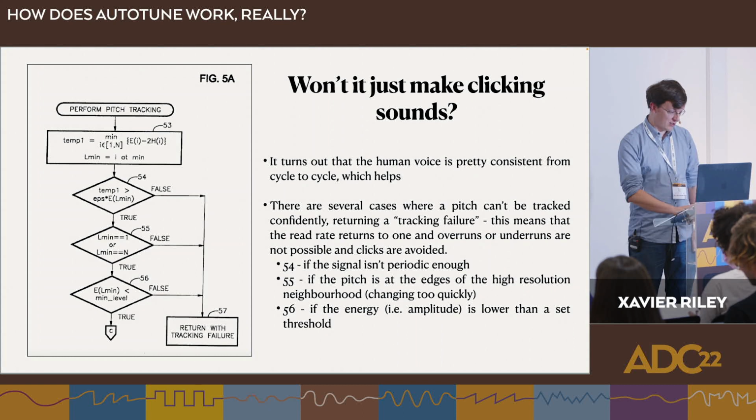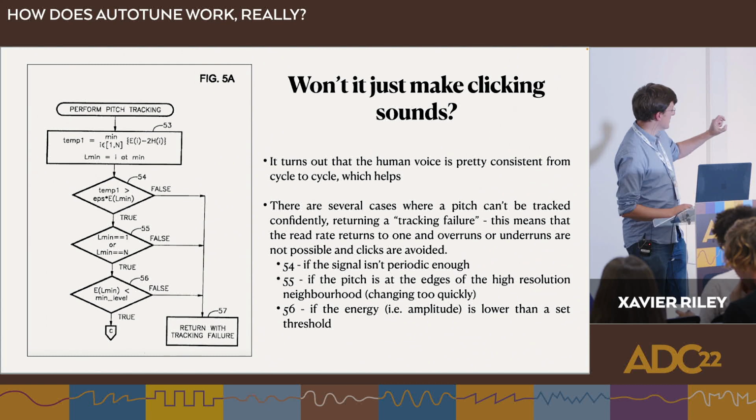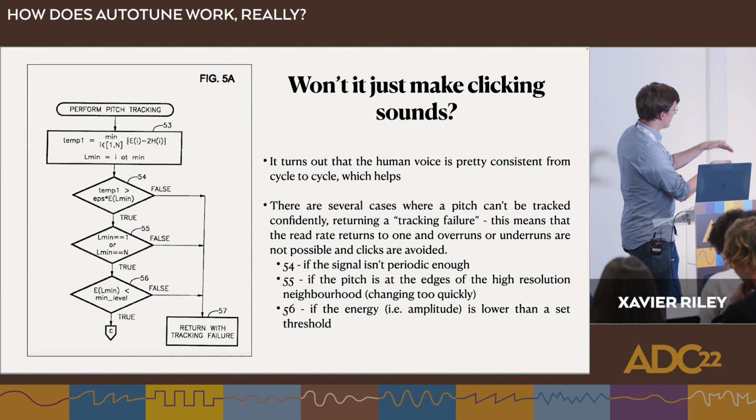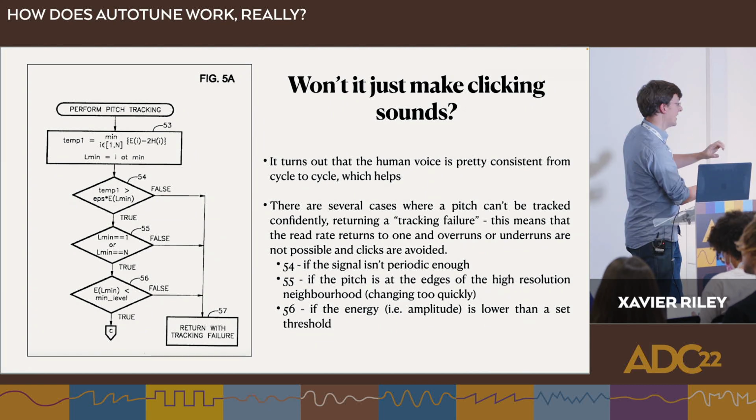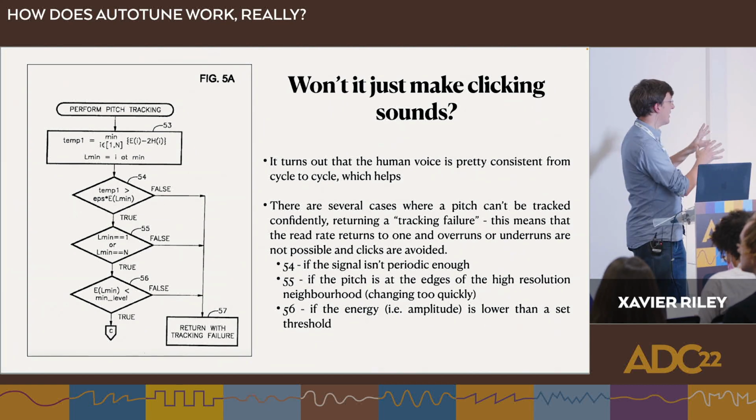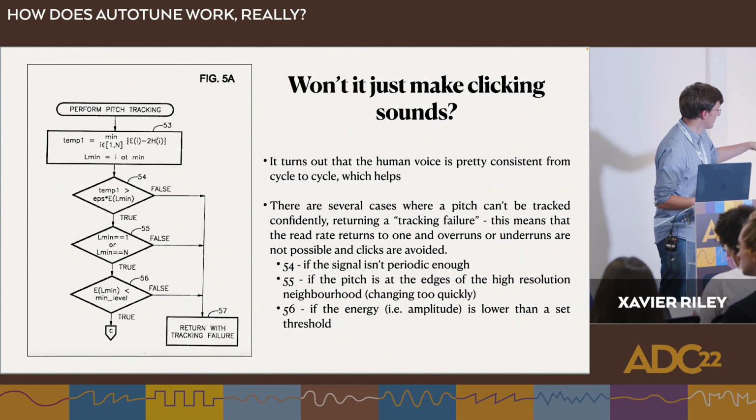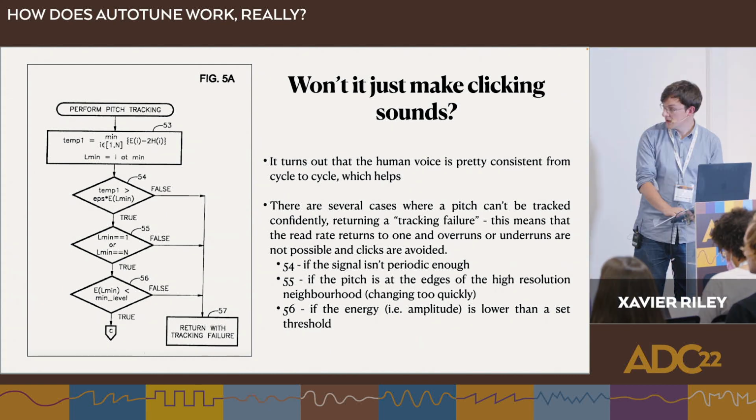And so those cases are 54 here. If the signal isn't periodic enough, if it doesn't meet that epsilon value, which is set at 0.4 in the patent. The second one is Lmin equals 1 or Lmin equals N. That's in this fine neighborhood search. If he ends up at the very bottom or the very top of the neighborhood, 4 samples either side, he determines that the pitch has varied too rapidly, and therefore we can't be confident about the detection. And then the last one there, 56, is just to say if the energy of the signal is below a minimum level, which is a good sensible thing to do.